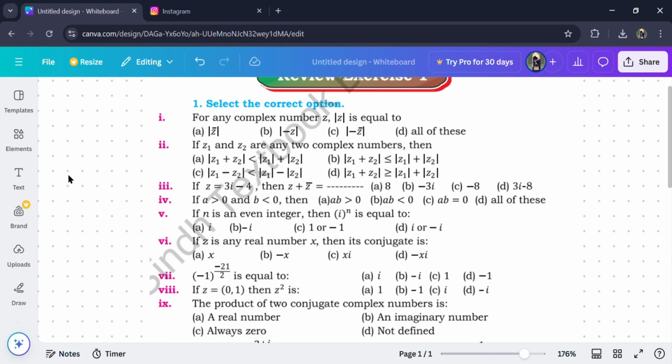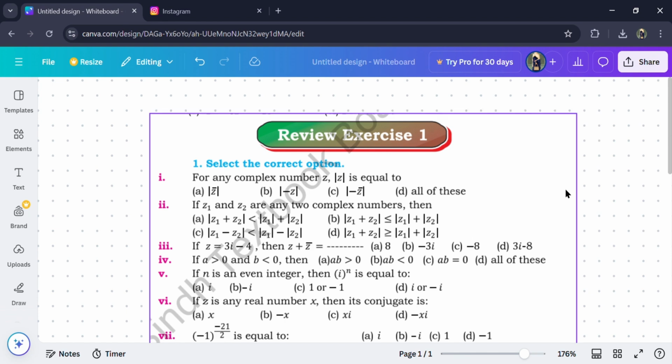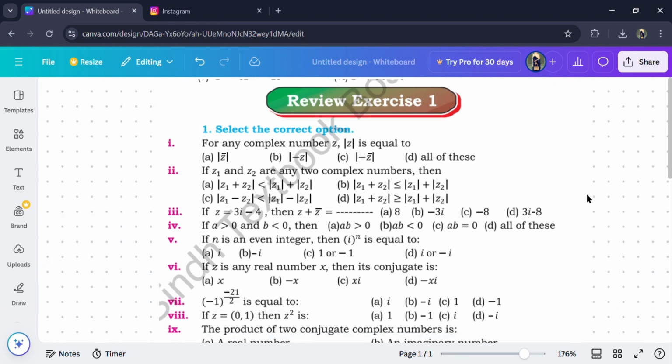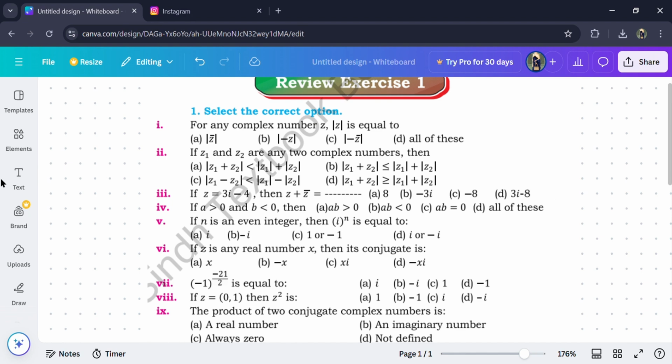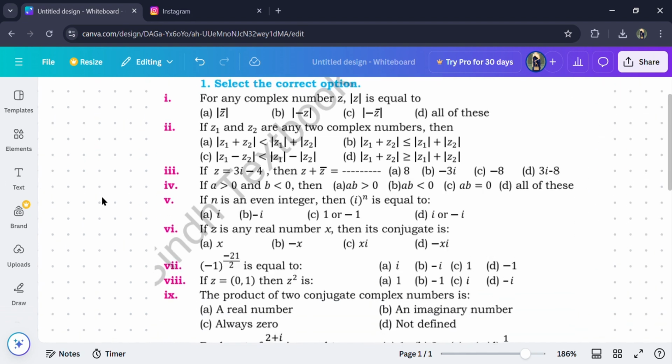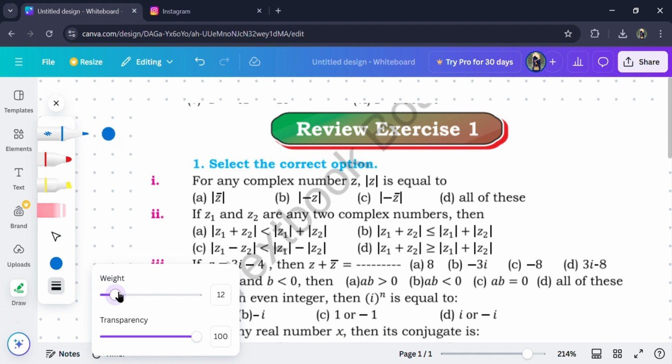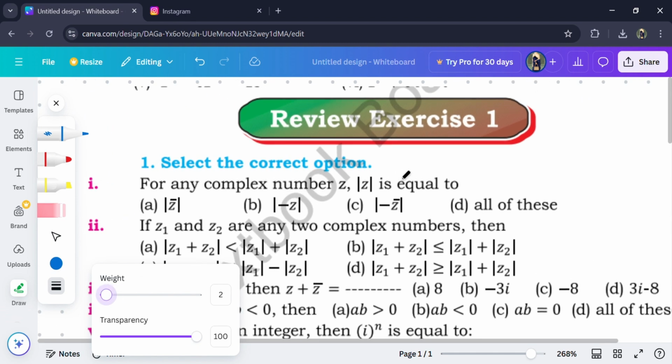So today we'll be looking into review exercise number 1 of the Sindh Board textbook. It's the book of first year, and today we'll be solving exercise number 1, which is the MCQs based review exercise. So without any further ado, let's get started. First of all, in the first question, we are given a condition.